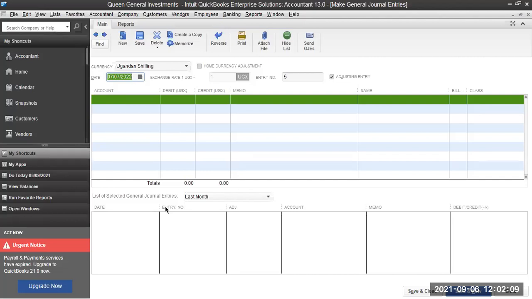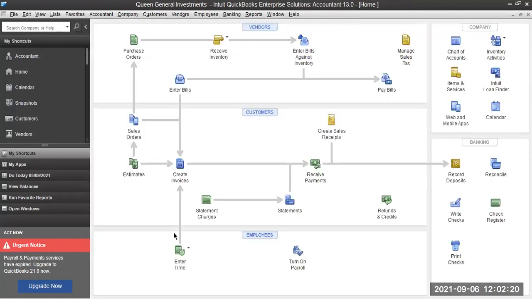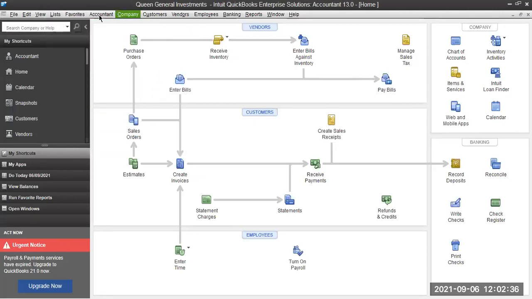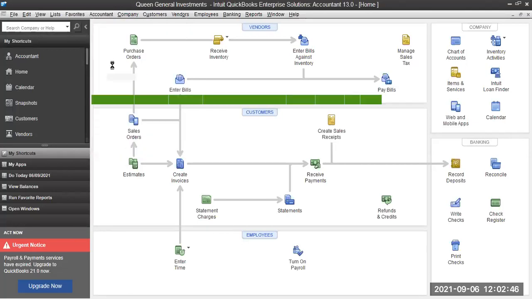Darwin, maybe we go back. Go back where we can access the journal. Okay. I've told you to make journal entries. To make journal entries, go to accountant. Let me see if you can even get it from the list. This you can't. You just go to accountant. Look for make journal entries. You click on make journal entries.